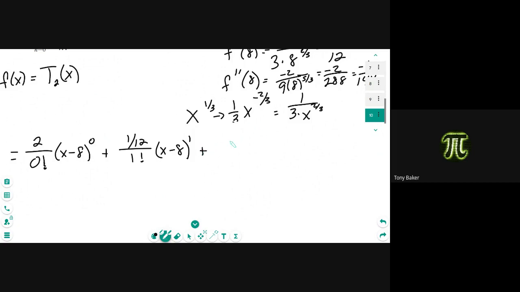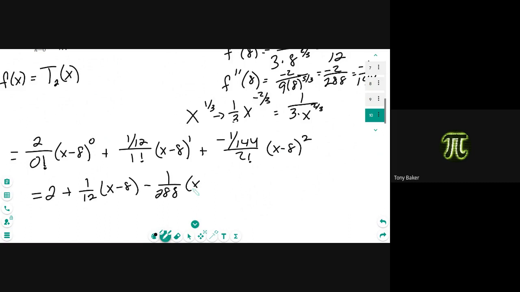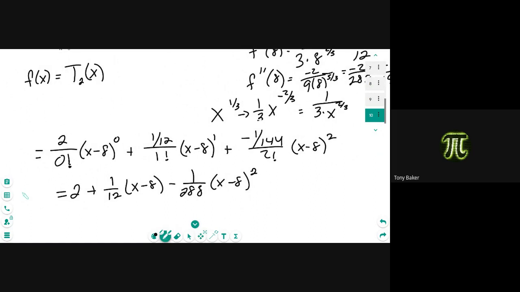And then the next one is negative 1 over 144, 2 factorial, x minus 8, the second power. So this whole thing here just becomes 2, plus 1/12 x minus 8, minus 1 over 288 x minus 8 to the second power. So that is your second degree Taylor series of the cube root of x.